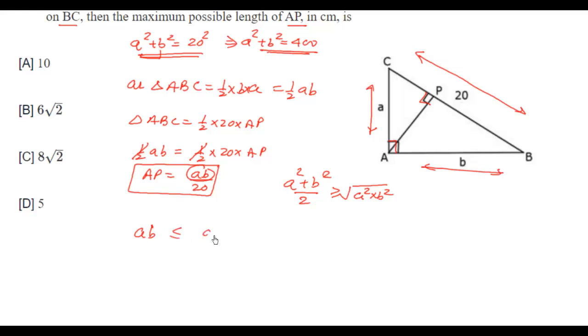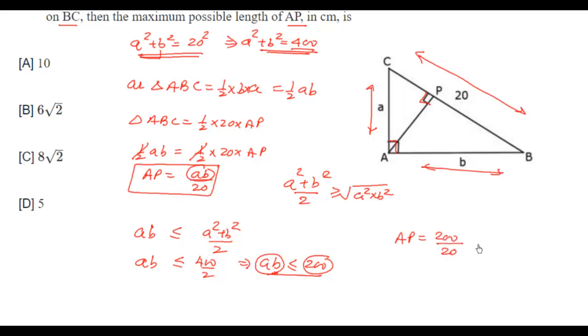This is less than or equal to A square plus B square by 2. We can substitute this to be 400 here. So clearly AB is less than or equal to 400 divided by 2, right? Or we can say that the product AB is less than or equal to 200. So this AB is either equal to 200 or less than that. If I want to find the maximum value, then definitely it is going to be 200. So we can substitute here. The value of AP would be 200 divided by 20, which comes out to be 10. So 10 becomes the maximum value of AP. So option A becomes the right answer.